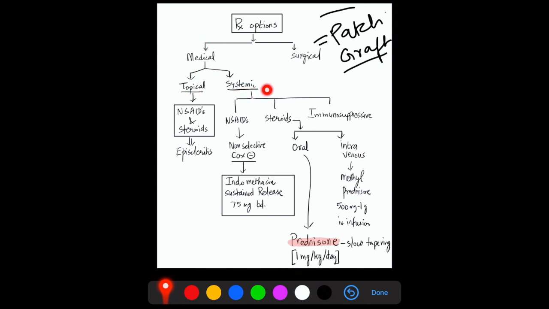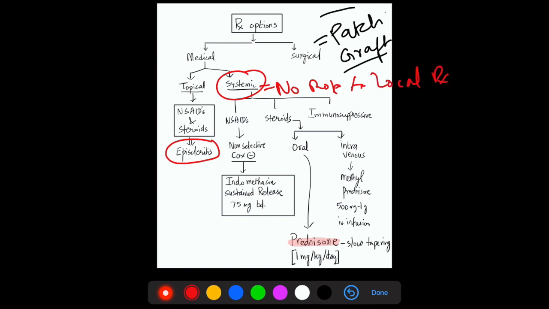You have topical, you have systemic. For topical, you have NSAIDs and steroids. Note, topical is used only for episcleritis. Okay. In other words, I can use topical in scleritis but only as an adjunct. Okay. You cannot give topical therapy for scleritis. There is no role for local therapy or local treatment in scleritis.